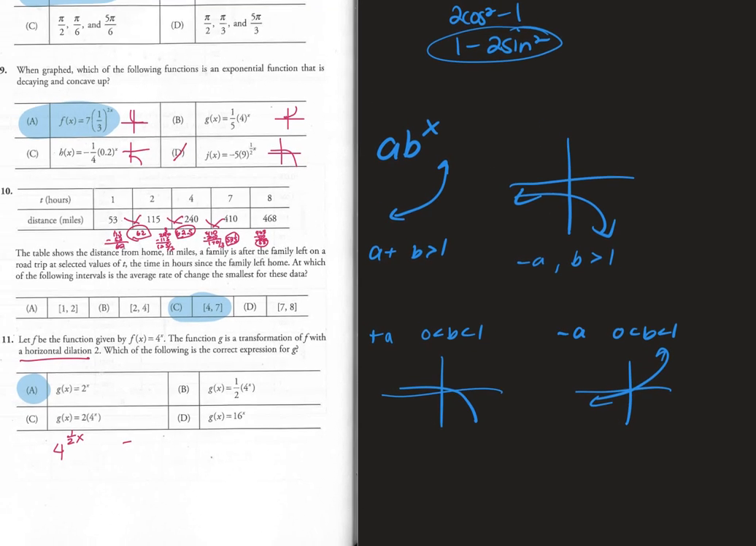So when it asks which of these was concave up, A was the only option. All right, 10 was talking about rate of change. You actually had to find your rate of change and compare them. So it wanted to know on which of these intervals was it the smallest: 1 to 2, 2 to 4, 4 to 7, and 7 to 8.